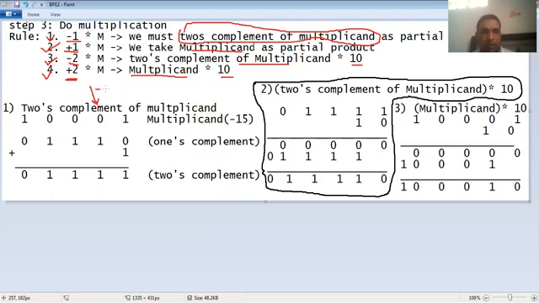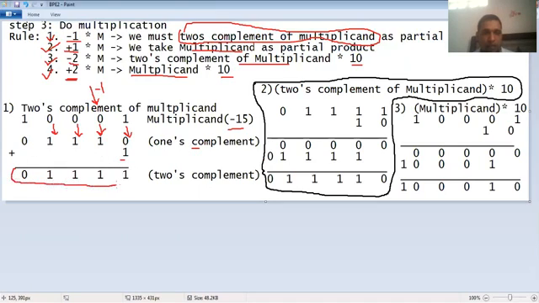This is the case if recorded multiplier bit is minus 1 in our example. Multiplicand is minus 15, so I must take the 2's complement of multiplicand as a partial product. So I have to convert it into complement form. First I have to take 1's complement. It's very simple. If there is a 1 bit, I have to take 0, and if there is a 0, I have to take 1. After that, I have to add 1 to the least significant bit of the 1's complement form. 0 plus 1 is 1, 1, 1, 1, and 0.